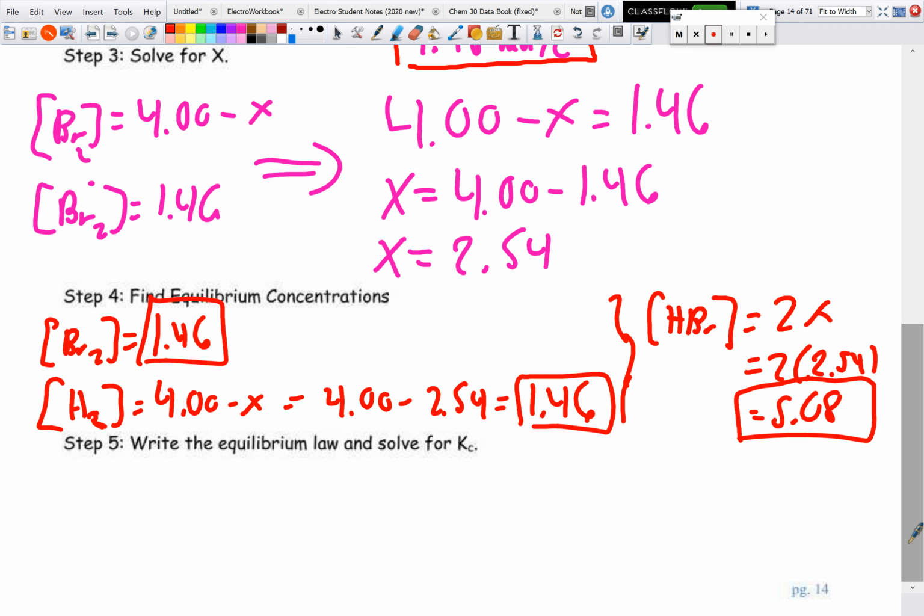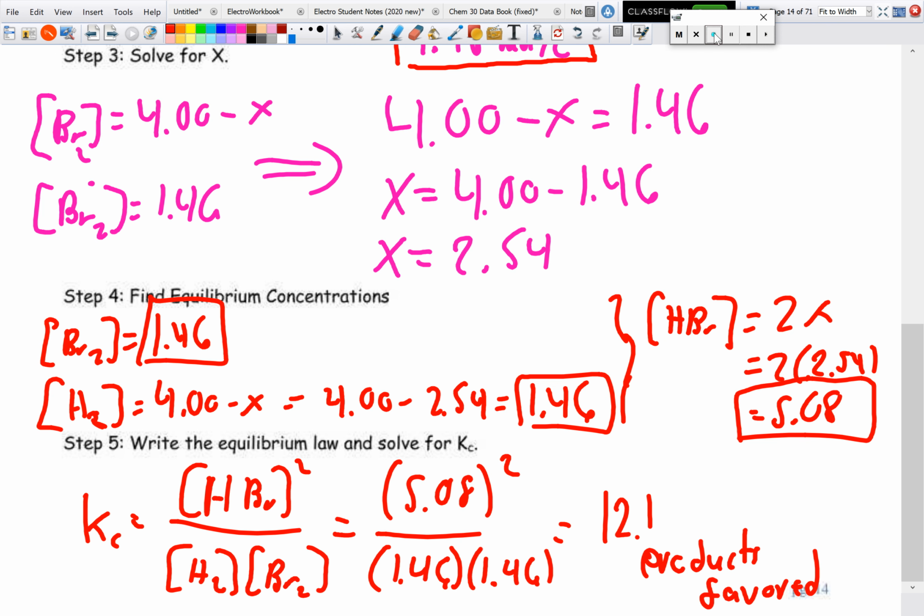So from here, now we can write out our equilibrium expression, which once you get that, it's going to look like this. We have HBr squared over H2 and Br2, and when we evaluate everything, we should get 12.1, which is indicating that the products are being favored. So a lot of the equilibrium problems are going to look like that. It's where you're given enough information, and of course you do need to be careful on how you evaluate x and everything like that.